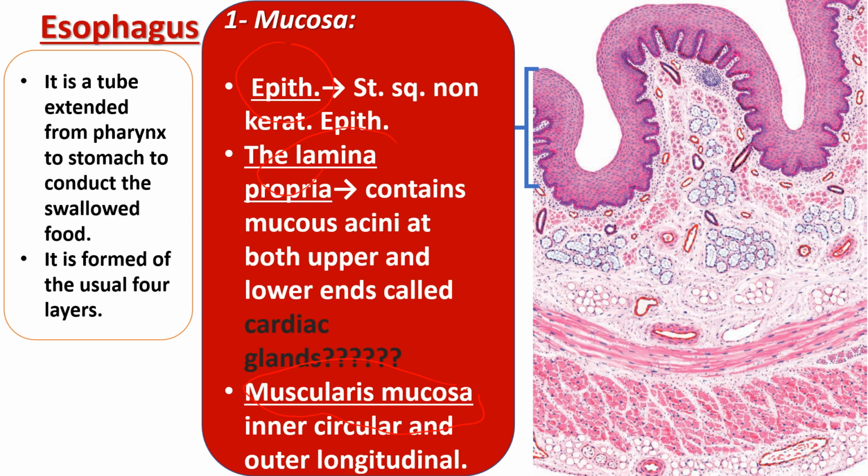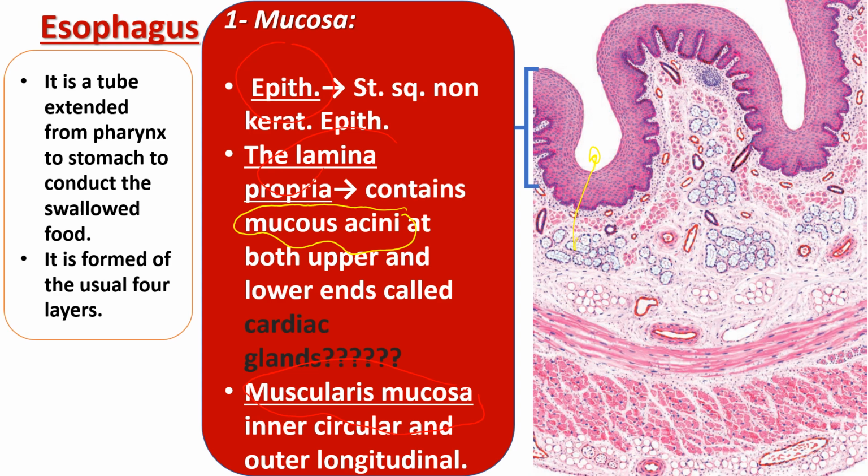Okay, beneath which there is a lamina propria. What is lamina propria? It is loose areolar connective tissue containing nerve, lymphatic, and blood vessel. Here you have to memorize that. In the lamina propria we have mucus acini. Why do we have mucus acini here? In order to make the esophagus epithelium wet.